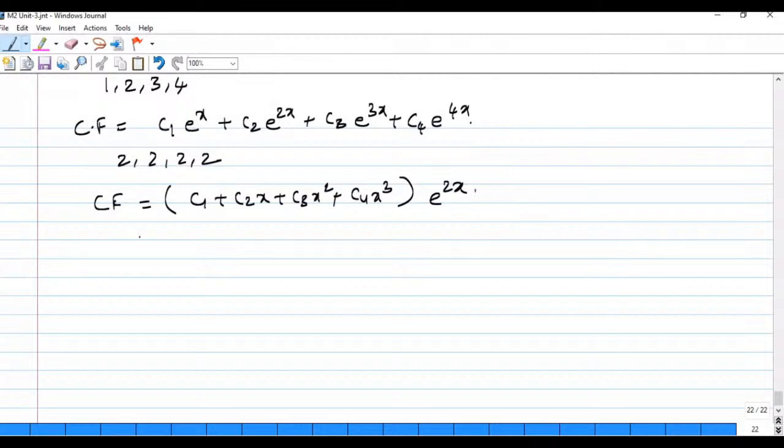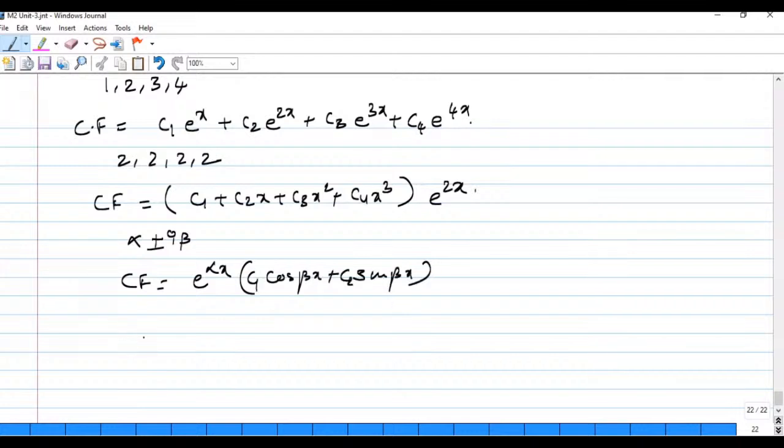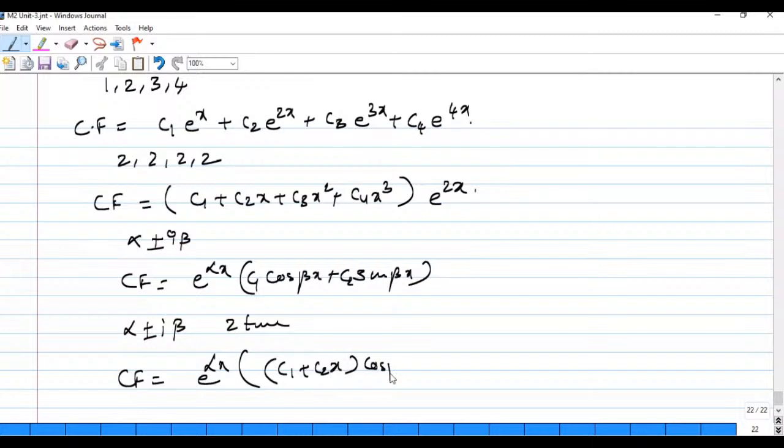If alpha ± i beta is a complex root, non-repeated, what is the complementary function? e^(alpha x) (C1 cos beta x + C2 sin beta x). And suppose alpha ± i beta is repeated 2 times, then the complementary function is e^(alpha x) [(C1 + C2 x) cos beta x + (C3 + C4 x) sin beta x].